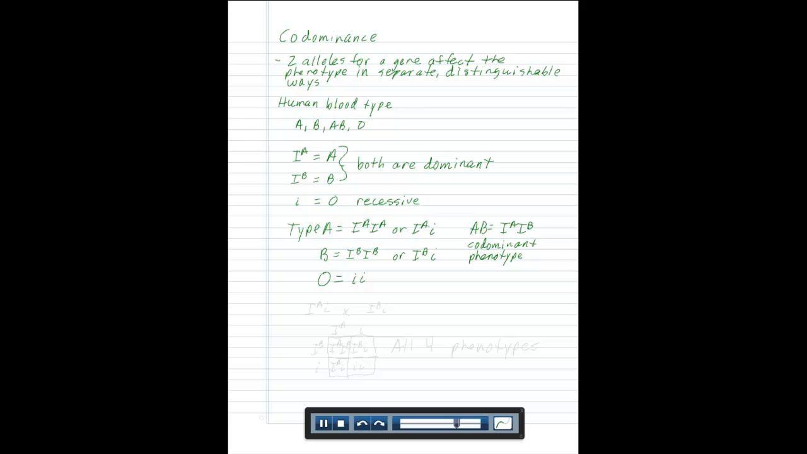Now let's do an example cross here. Let's say we have a type A individual and a type B individual, both of whom are heterozygous. So we have the type A individual who is big IA, little i, cross them with an individual that is big IB, little i. Using a Punnett square, just like we've done before, we can construct this cross. We put our type A individual's alleles on top, type B individual's alleles on the left, and we fill in the Punnett.